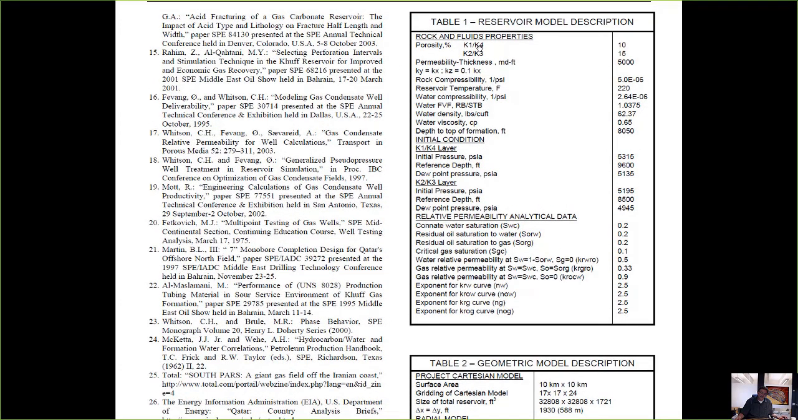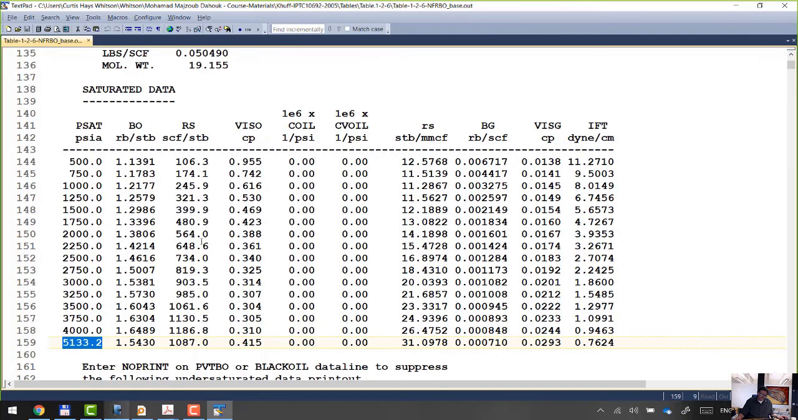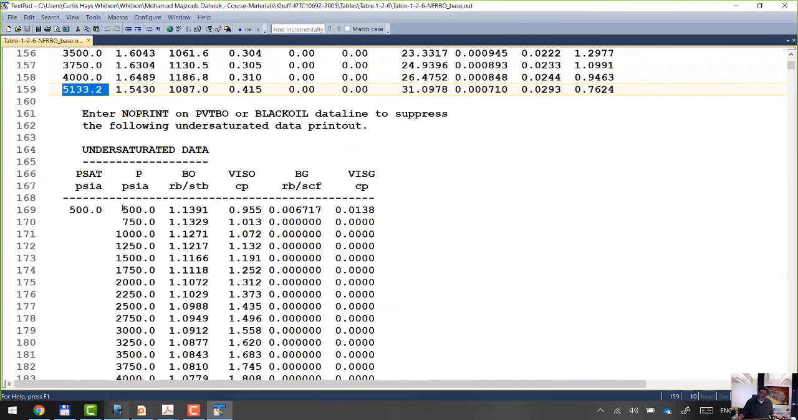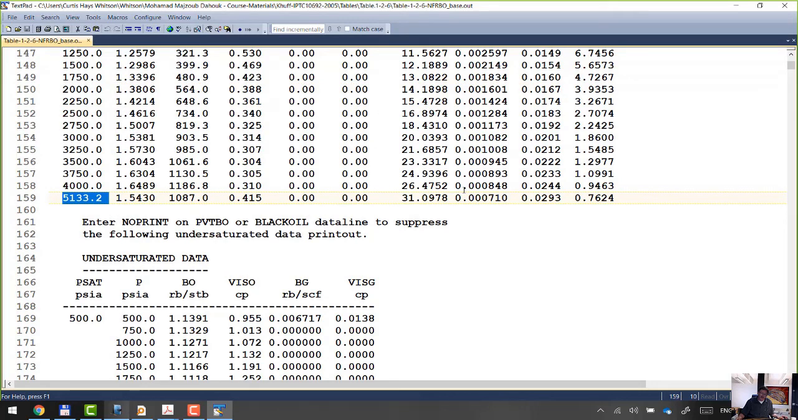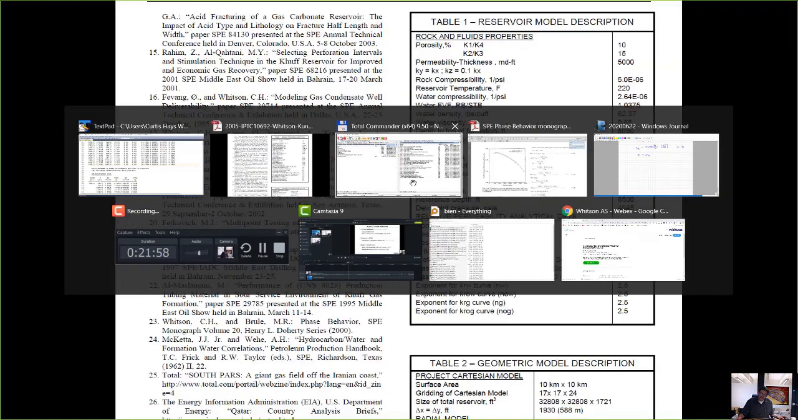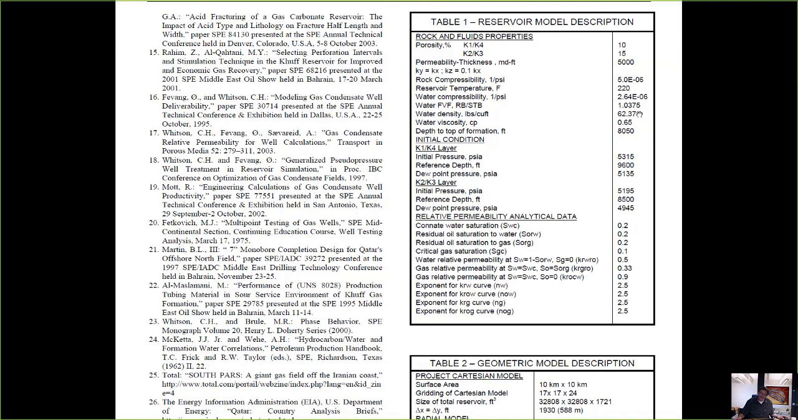We'll use the K1, K4. That's got 10% porosity. Initial pressure 5315, so it's slightly undersaturated. So we're going to have to go and get the undersaturated Bg at 5300, at initial pressure, 5315.